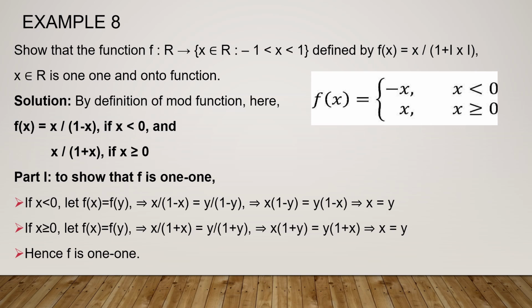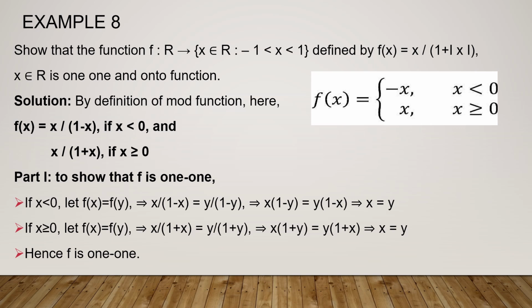Now f(x) is equal to x upon, now see, if x is less than 0, then what will be the value of mod x? Mod x will be minus x. So instead of mod x, put minus x. So your definition of the function has changed to f(x) is equal to x upon 1 minus x if x is less than 0. And similarly, f(x) is equal to x upon 1 plus x if x is greater than or equal to 0, because in this case mod x is x.